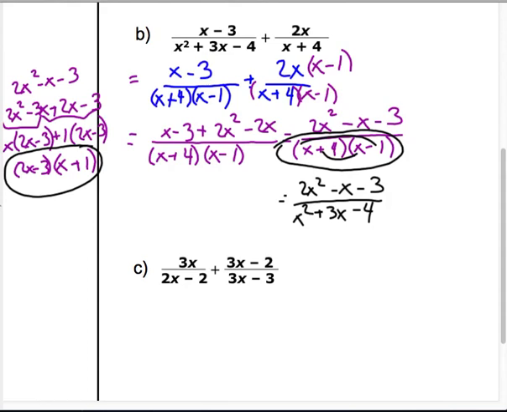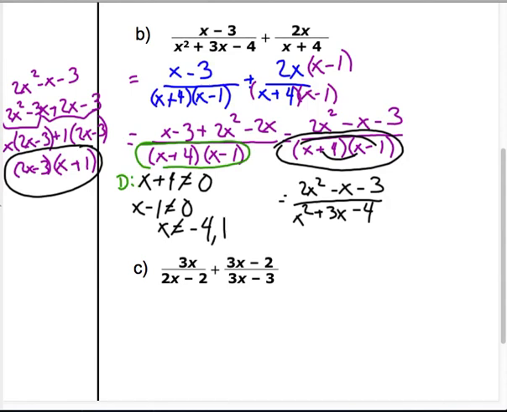So the last piece then is looking at that domain restriction. So I want to, again, look at the factored form. And probably this one is the one that is easiest to read. So our domain restrictions are x plus 4. Let me rewrite that for you. x plus 4 cannot equal 0, and x minus 1 cannot equal 0. So x cannot equal negative 4 or a positive 1.